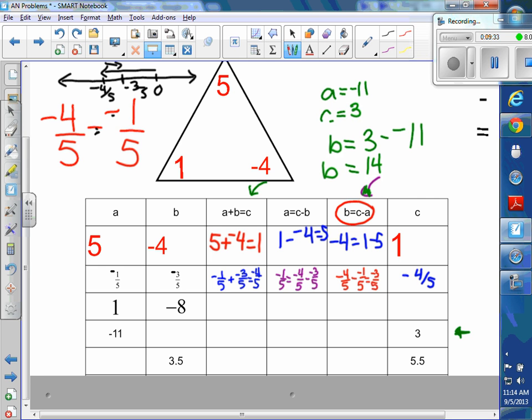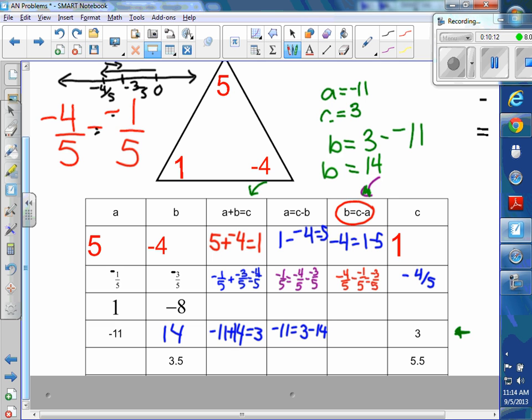So then let's test his information. So, what would A plus B be when you do negative 11 plus 14? Negative 11 plus 14 would be positive 3. And so it works, right? Yeah. And then, Cole, what about the next column? So negative 11 would equal 3, which is C, minus 14. That works too, right?